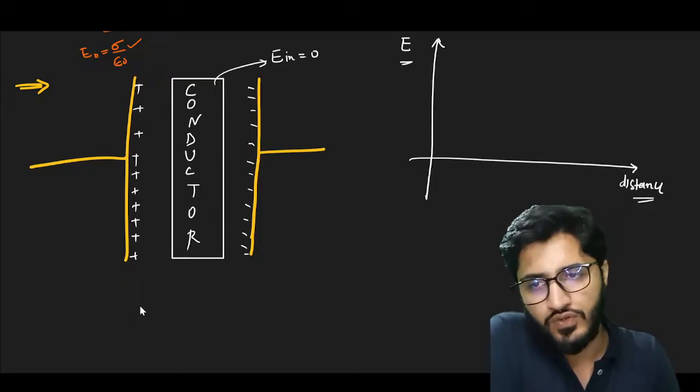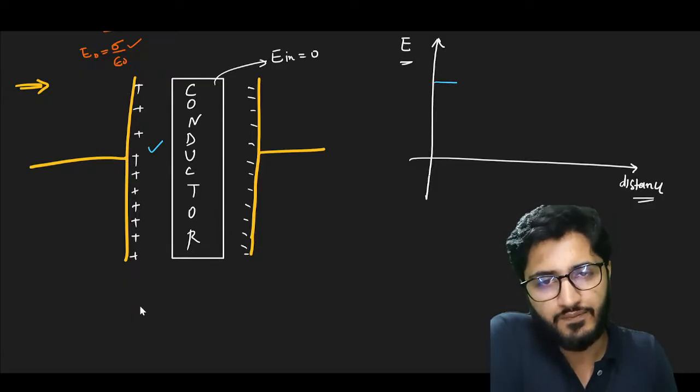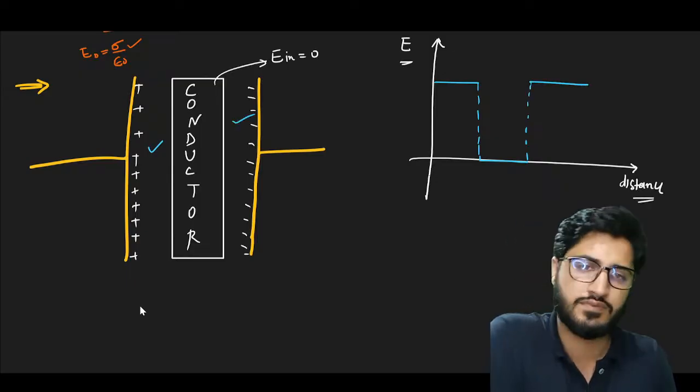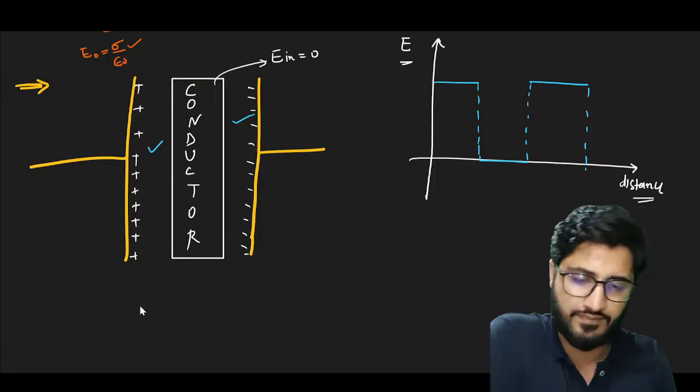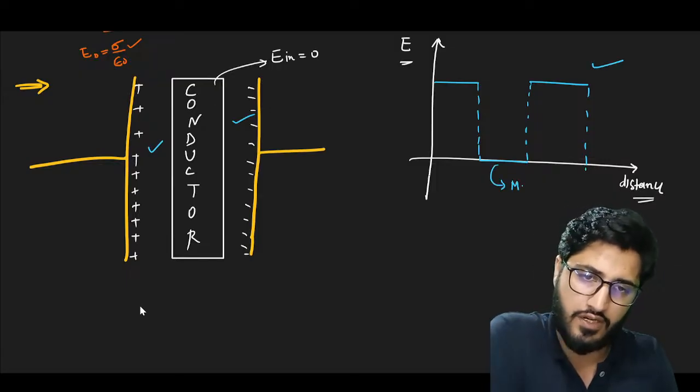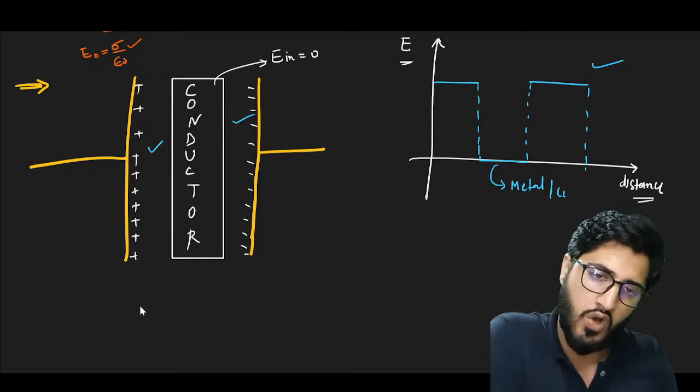Done. So here it is E, that is maximum here. Inside it is 0. Then here it is E again. So the graph looks like this. This is my graph. This one is for my conductor, or a metal.